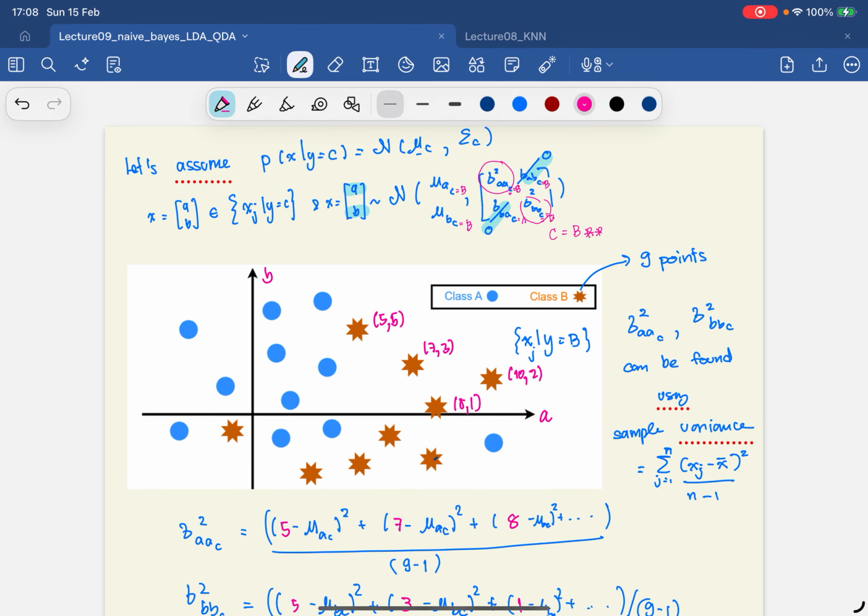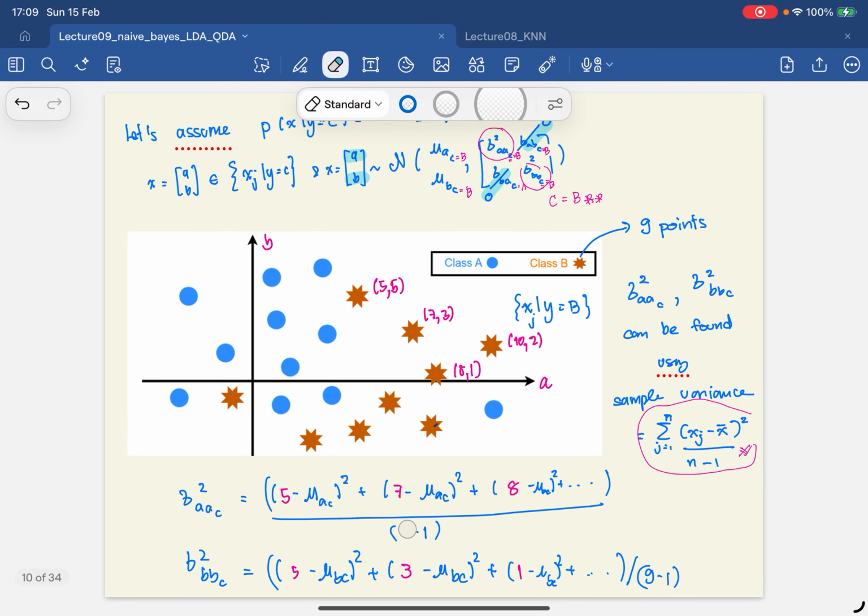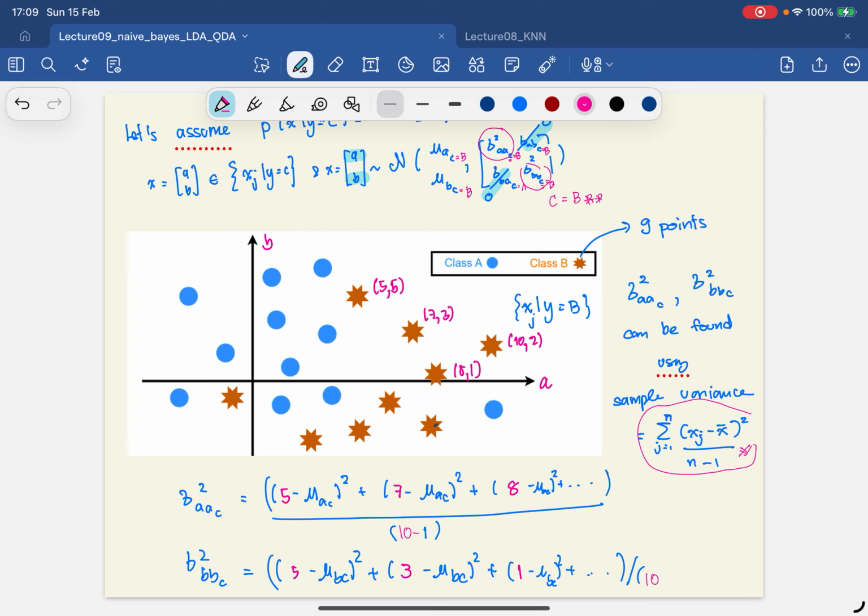So this time we can use sample variance, and sample variance is simple. You can use this formulation. Here n is not 9, sorry, it's 10. We can just plug in. And don't forget that x bar is actually the mu AC and mu BC that we got previously. And yes, that's it for your model parameters.